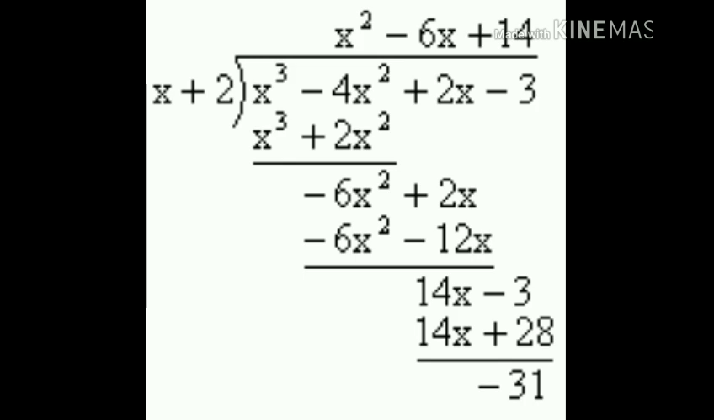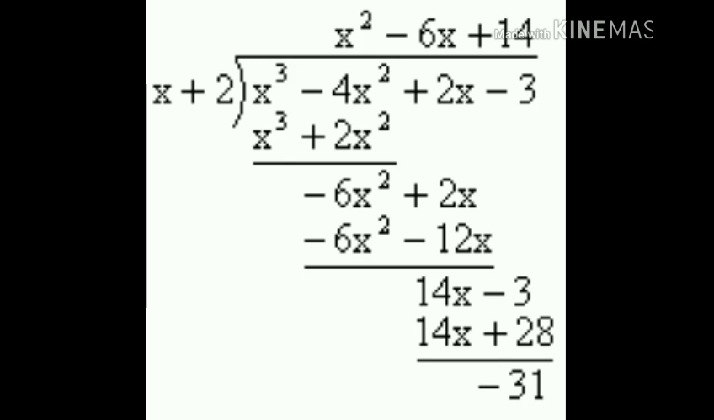First, you need to divide the first term of the dividend by the first term of the divisor. I will read it. x cubed divided by x is equal to x squared. And put x squared above the second term of your dividend. And now start multiplying x squared to your divisor. So x squared times x equals x cubed. x squared times 2 is equal to 2x squared.